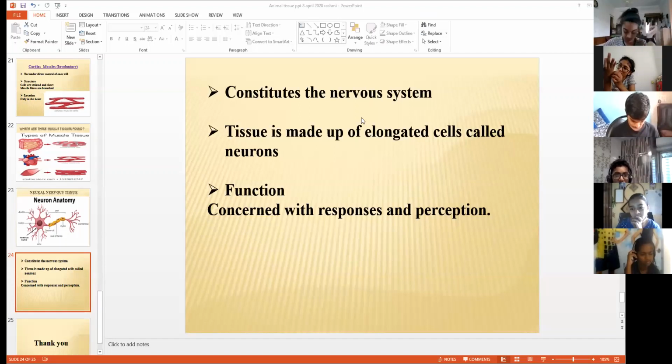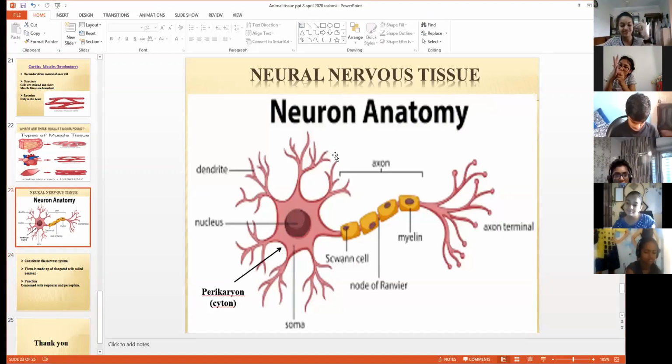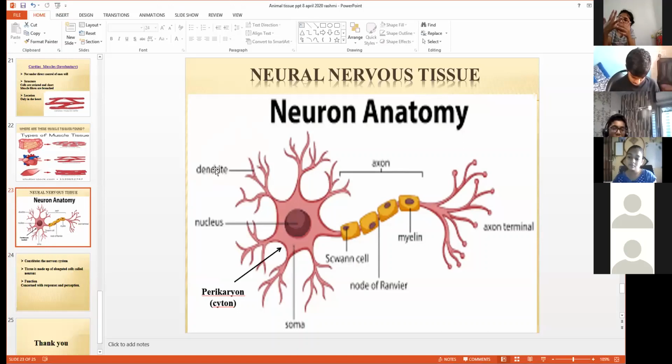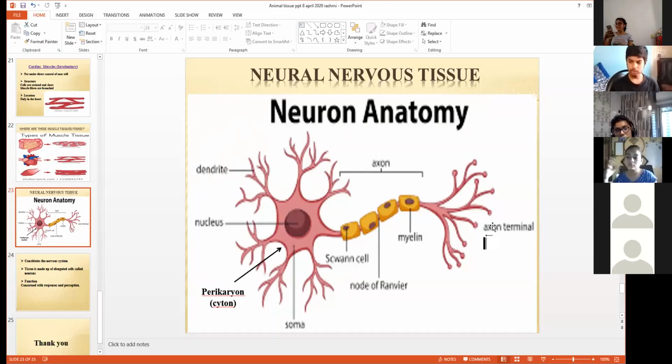It is not a fluid, it is that cell structure, like cytoplasm. See, this is the perikaryon. The dendrites and the nucleus with the cell body, the entire thing, is called a cyton. The neuron also contains the axon and the axon terminal. So in the cyton, the axon and the axon terminal are not included. Only the cell body and the dendrites are included.